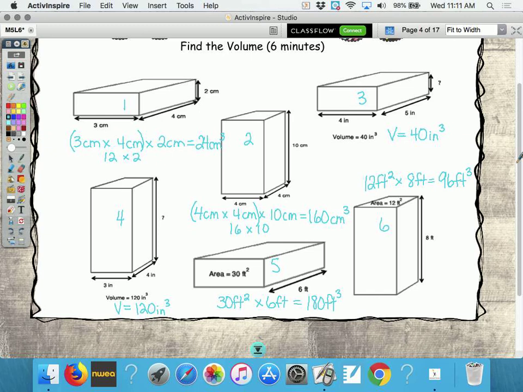Okay, so number 3, here's what it gives us. It gives us the length times the width, we're missing the height, and it gives us volume. Now, whenever you have volume given to you, you need to automatically know that you're doing the opposite of multiplying. Dividing, okay? So we're going to start with volume.